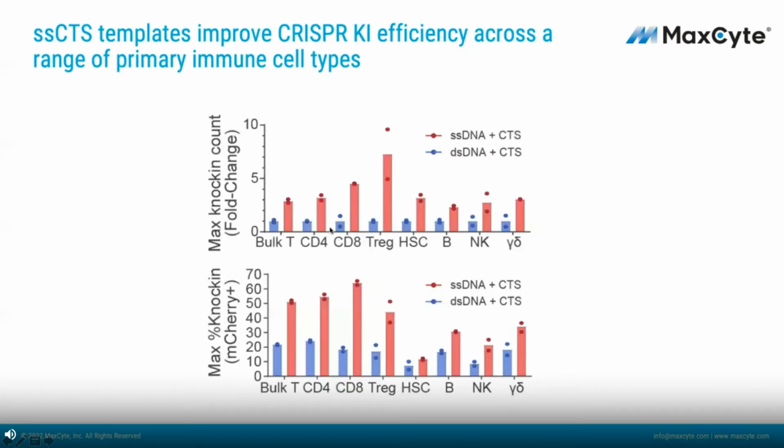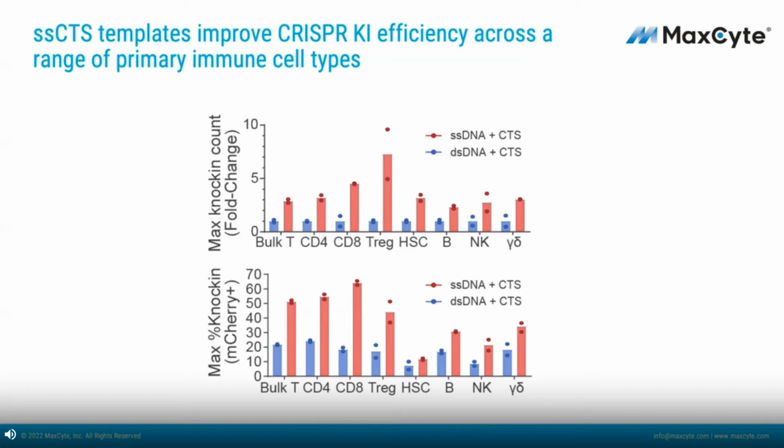And this is not only limited to bulk T cells, but you can use this in a variety of cell types in order to achieve robust knock-in, including individual CD4s and CD8s that have been separated out. Tregs, which are quite a sensitive cell type, responded particularly well to the CTS templates, as did HSCs, B cells, NK cells, and gamma delta T cells.